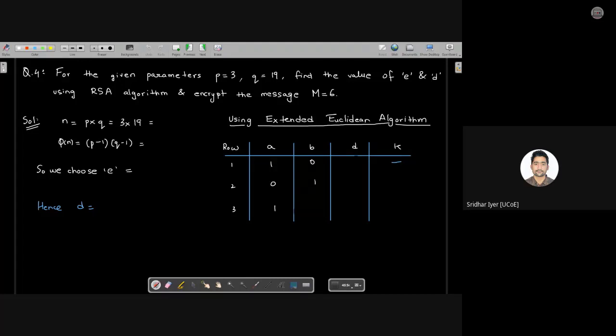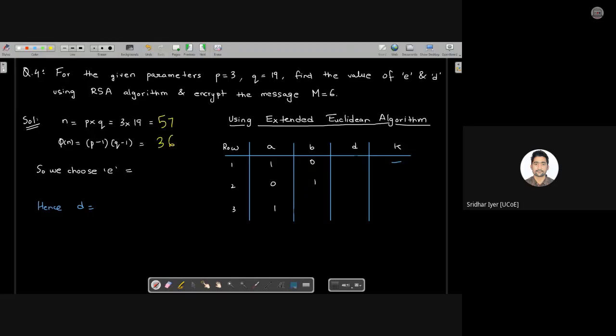What could be the value of N? What is N? 3 into 19. 57 if I'm not wrong. Yeah, 57. What is phi of N? 2 into 18. 36. Now find out the value of E. What could be the value of E?